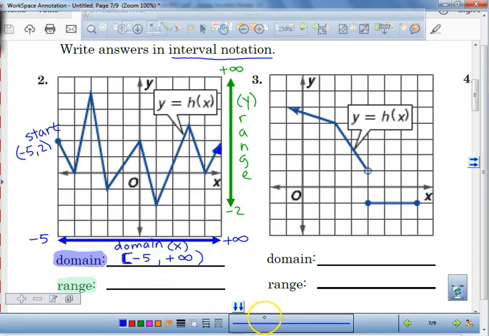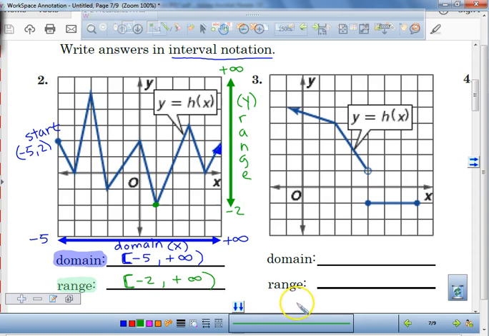Now look at our range. Where does our range start? What's the smallest number you can find? Negative 2, right here. So it bottoms out. Is that going to be a soft or a hard bracket? Hard. So we're starting at negative 2. And where is it going? Is it going up or down? Going up. So we're going to say it's going towards infinity. And what kind of bracket? That's right, a nice soft bracket. That is your domain and your range for problem number 2.